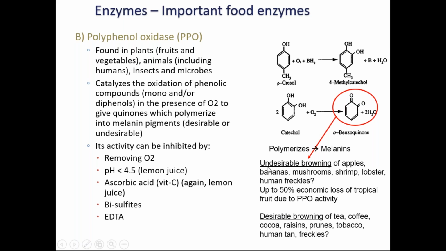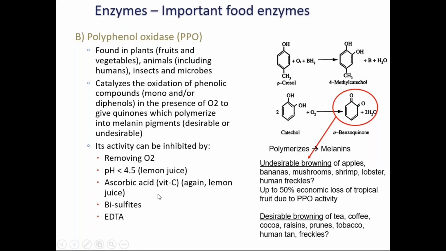So here you have the good, and here you have the bad. In the case of undesirable browning, it can be inhibited. So how do you inhibit the enzyme? You can remove one of the substrates, that's oxygen. So if you cut a potato, or if you cut an apple, or if you cut a brinjal and you put it or steep it in water, it will not brown. That is because you have removed oxygen. You can also add lemon juice, bring down the pH to less than 4.5. You will see that browning is prevented.